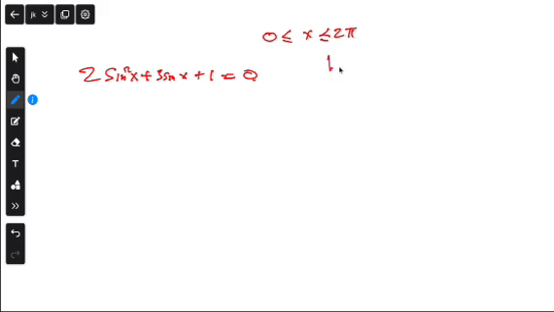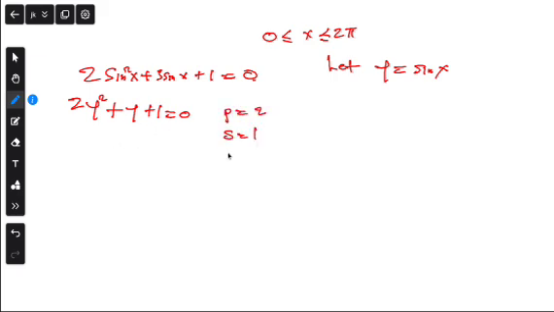So let y be equal to sine x, meaning here we are going to have 2y squared plus 3y plus 1, which is going to be equal to 0. So here I can find the product, which is going to be 2, the sum, which is going to be 3. Sorry for that, the sum is 3. So the factors we are going to have are 2 and 1. So this makes sense, doesn't it?